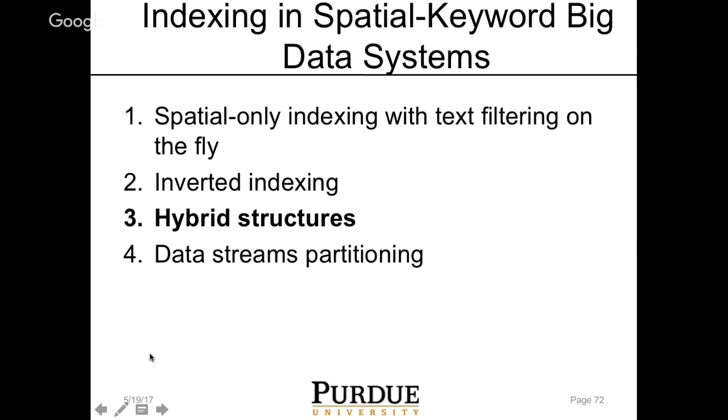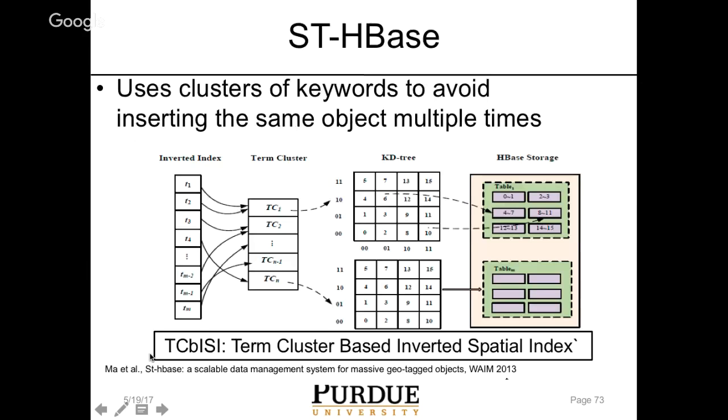So there are other techniques to handle this issue, which is to use a hybrid structure. This hybrid structure was also used in the spatiotextual HBase. And to avoid inserting the same object multiple times for every keyword, this HBase structure used the co-occurrence of keywords across objects to create term clusters. So first of all, there will be some terms, which is an inverted list. And then the inverted list will point to term clusters for keywords that frequently happen with each other or appear in the same object together.